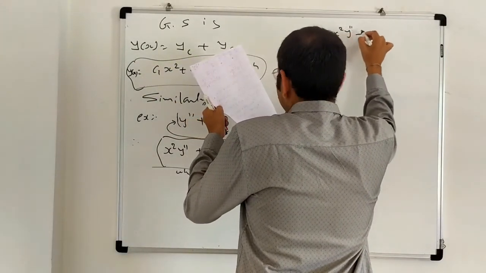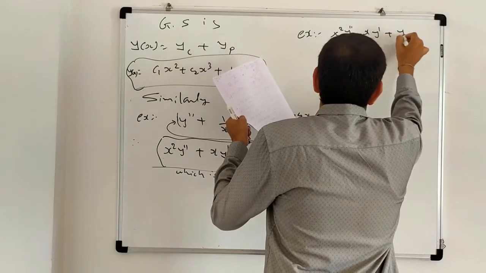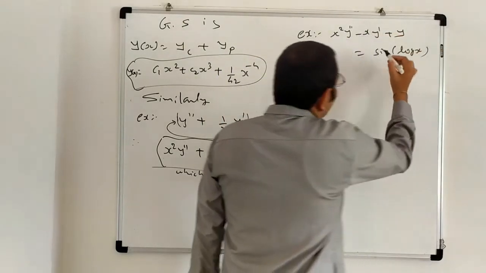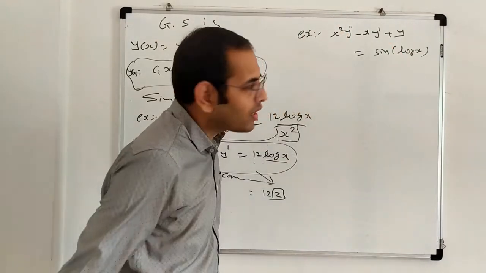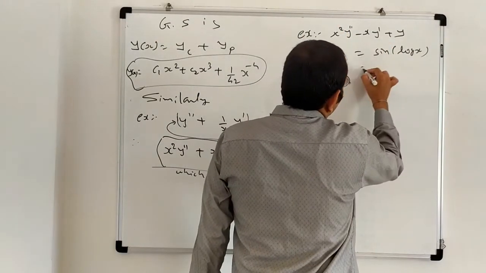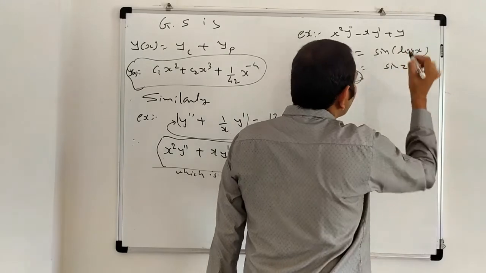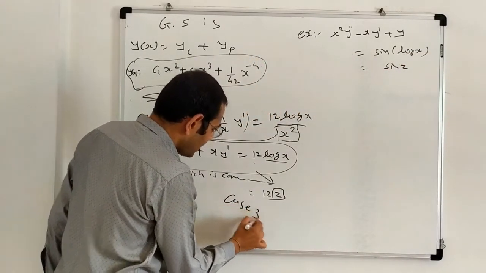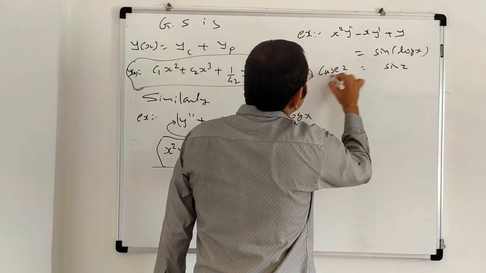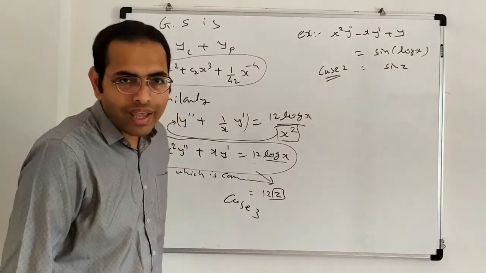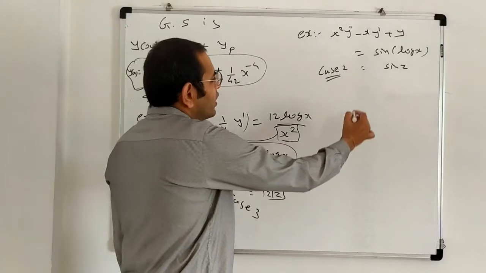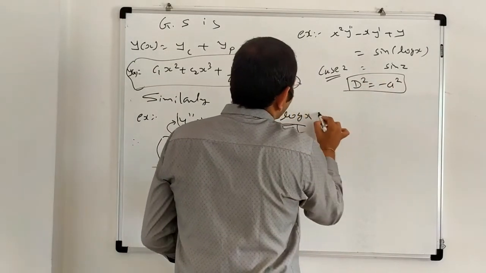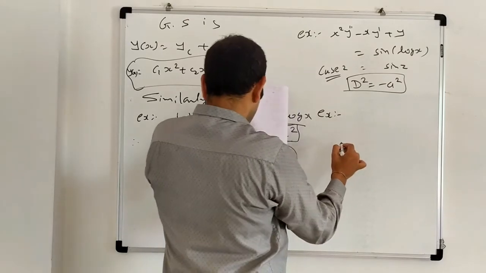Next example. X square y double dash minus x y dash plus y equal to sine log x. Here the function is sine. Then here ln x equal to z. Then it becomes sine z. Then in this example, we use case 2. Sine z, then we use case 2. In this case, replace theta square equal to minus a square. Next example.